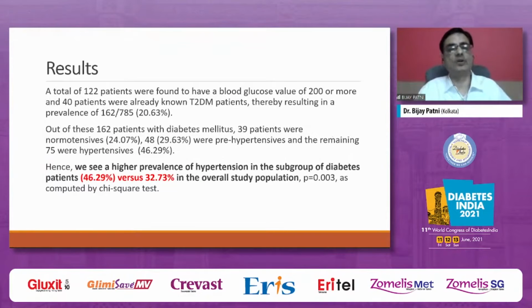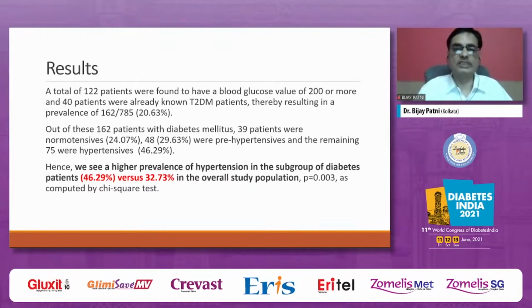Among them, a total of 122 patients were found to have a blood glucose value of 200 or more. This was measured by glucometer, a Roche machine which we used, and 40 patients were already known type 2 diabetes. In the hypertensive group, there were about 156 patients who were known hypertensive. So that constituted roughly around 20% of the patients. Thereby the prevalence of diabetes was about 20.63% in this particular study group.